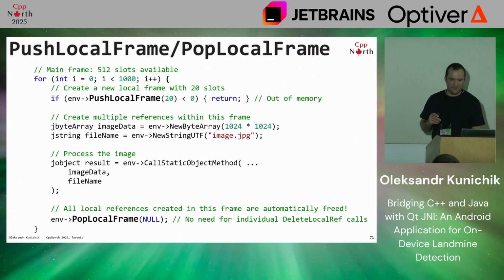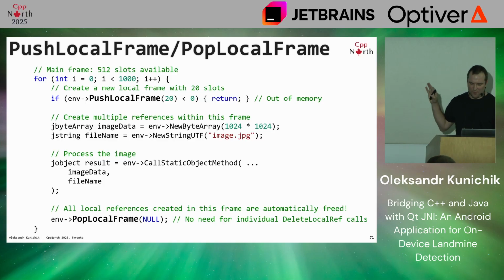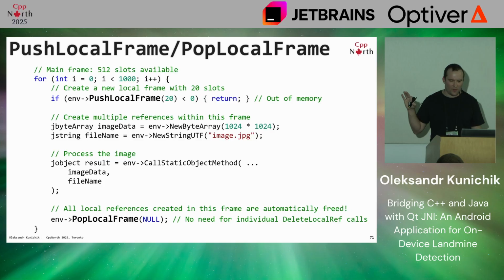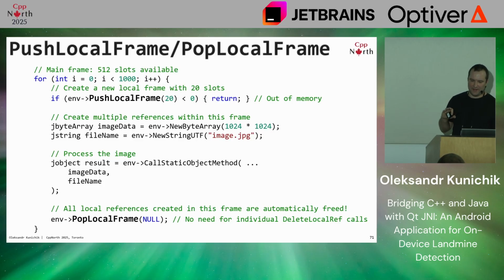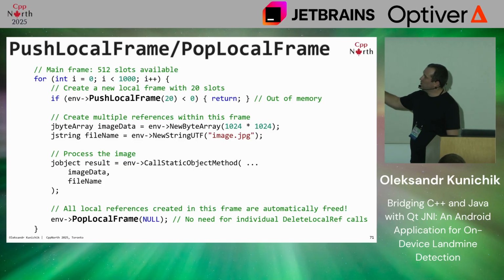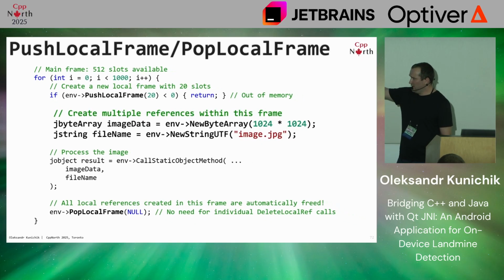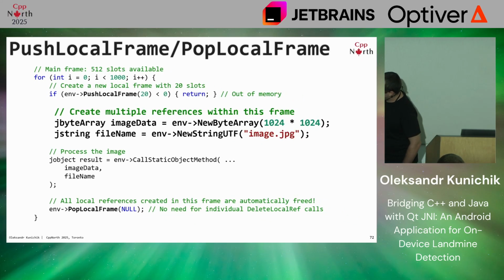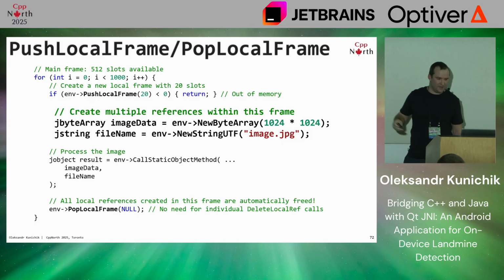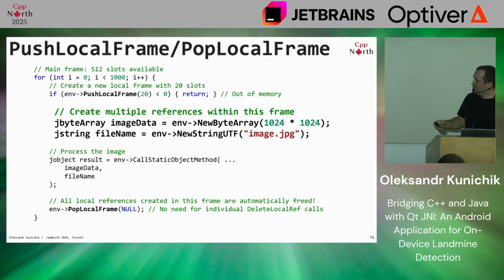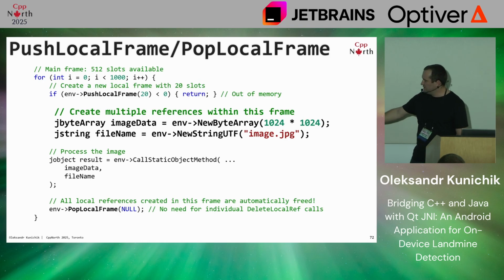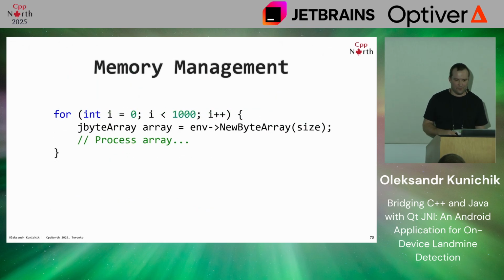So manual DeleteLocalRef is complex, and it's easy to forget. Miss one, leak. Exception thrown, leak. Each return, leak. But we have PushLocalFrame and PopLocalFrame. Instead of tracking every reference manually, create a frame and work. You can create as many variables as you want, but you have to specify the maximum amount. It's 20. And when you go out at this line, everything will be deleted.